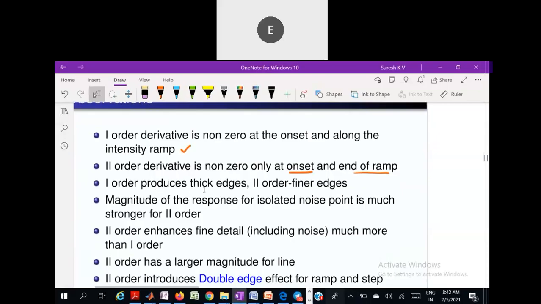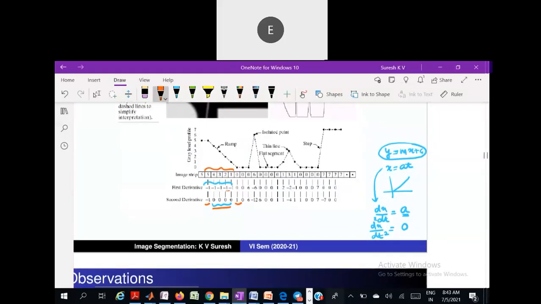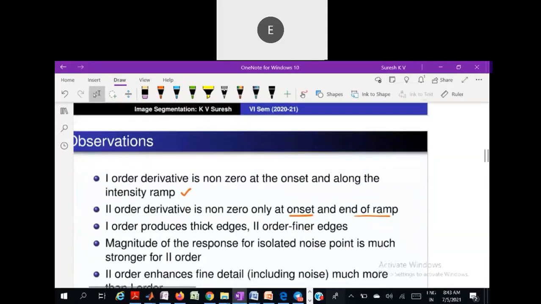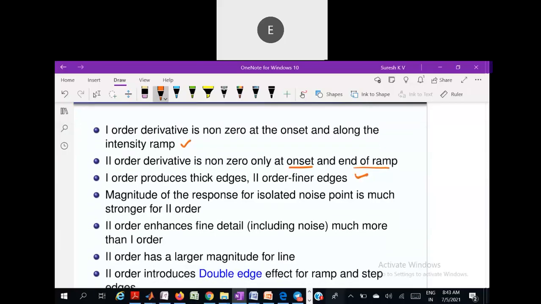First order derivative produces thick edges, whereas second order produces fine edges. So now you can observe that this is a ramp. When you show this first order derivative, it looks like this. It has become -1 and then it has become 0 like this. So this is an edge which is thicker. First order derivative produces thick edges compared to second order, which produces fine edges. This is an advantage of second order derivative.